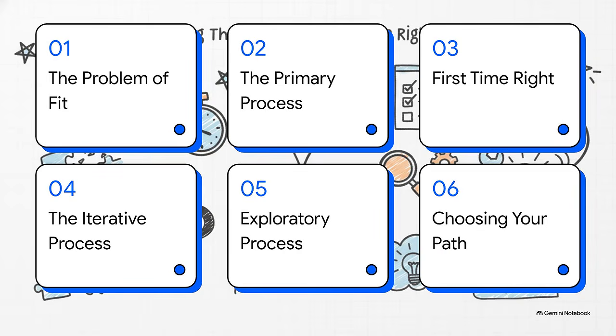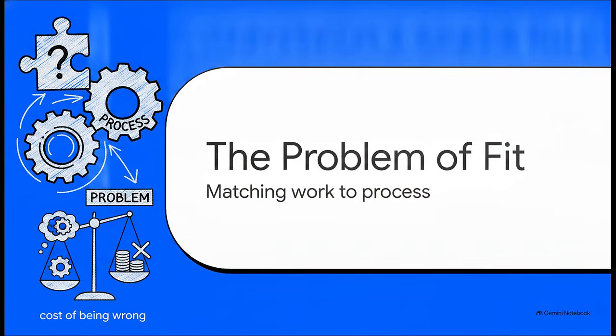So here is our roadmap for today's explainer. We'll quickly start with the problem of fit and then break down our 4 key processes: primary, first time right, iterative, and exploratory. And finally, we'll wrap up with a handy decision tree for choosing your exact path. Starting off with section 1, the problem of fit and how we actually match work to process.